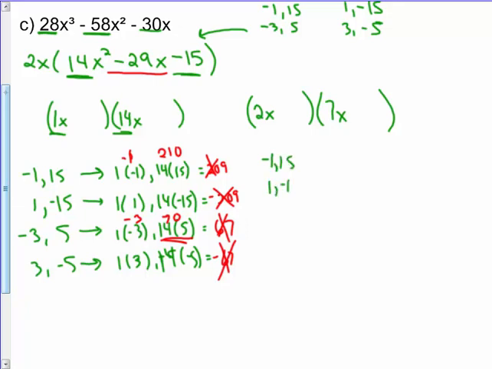So I'm going to do negative 1 and 15, 1 and negative 15, negative 3 and 5, and 3 and negative 5. Now again, these are only half of the possibilities because we could flip them. I could do 15 and negative 1, negative 15 and 1, 5 and negative 3, negative 5 and 3. And now I'm going to multiply 2 by the first one, 7 by the second one.